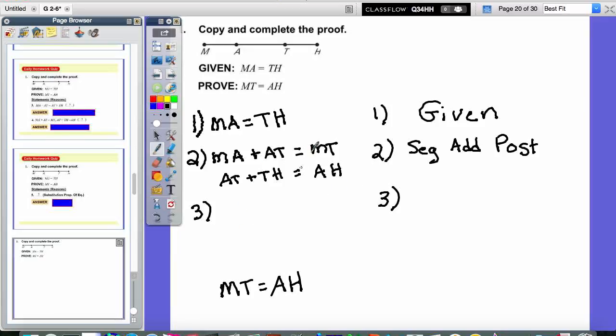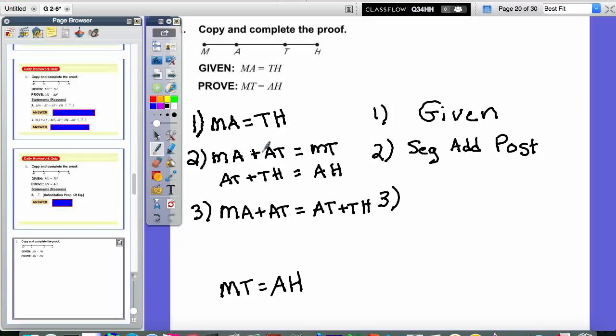But I see that since I want MT to be equal to AH, if there was a way to say that MA plus AT was equal to AT plus TH, if I could show that somehow, that's going to fit really nicely because then I can take those ATs away. So I'm just going to put that here and say, is there a way to show it?